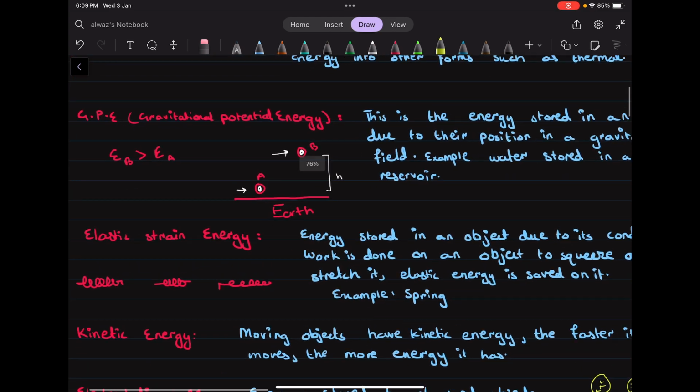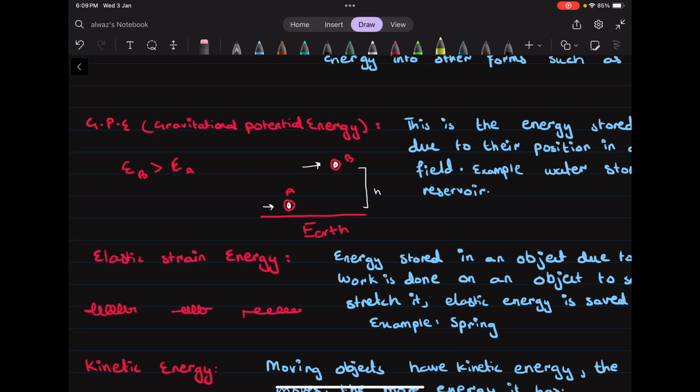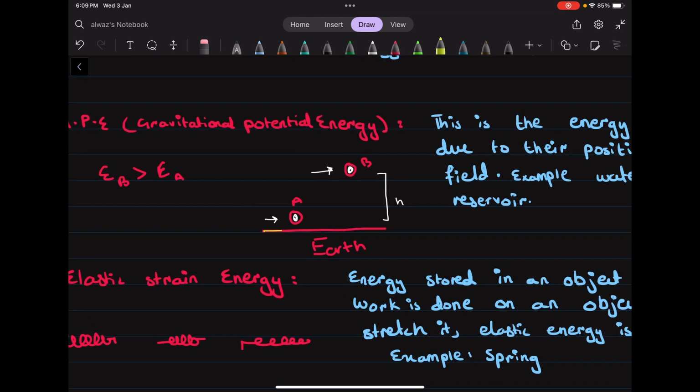The next one is going to be the gravitational potential energy. This is one of the forms which is going to be very important, as there are going to be a lot of examples. So let's try to understand it better. For example, this is Earth. This is the surface of the Earth, and we've got two balls, ball A and ball B. We can see that ball A is on the surface of the Earth while ball B is at a height h.